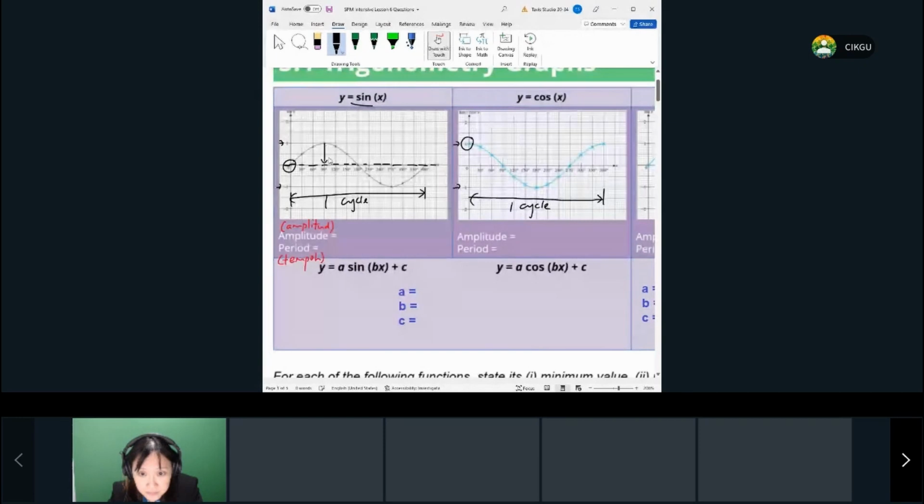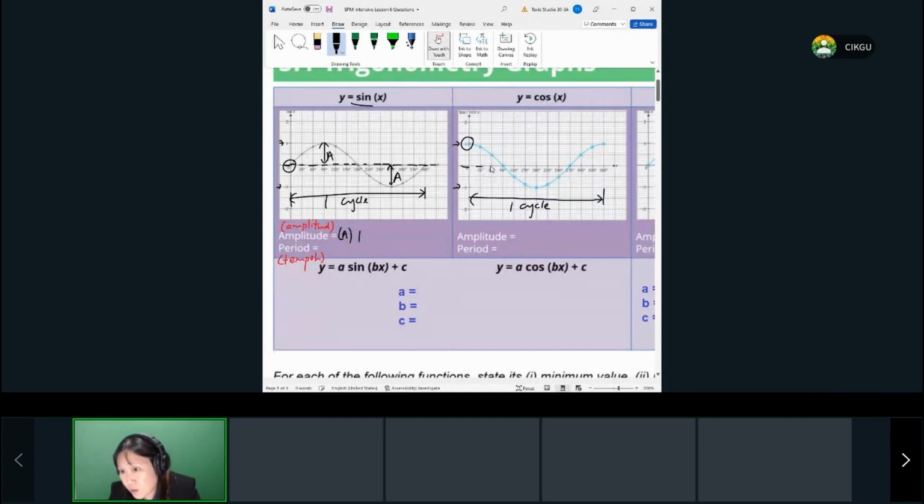Okay, either this one or this one. So let me label A. A means the amplitude. For this case, obviously the amplitude is 1, because the middle value is 0 and the maximum value is 1. So the gap in between is 1, so 1. Okay, done. Same thing for cosine.